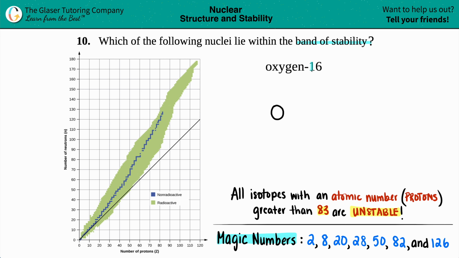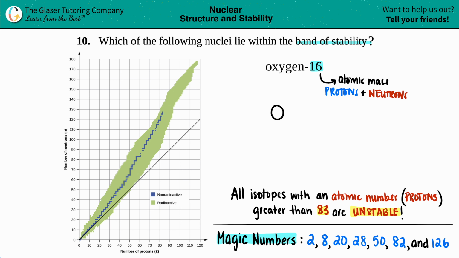Now, keep in mind that the number that's always going to be next to the element, so oxygen-16, carbon-12, carbon-14, nitrogen-14, any of those numbers, is always representing the atomic mass. And the atomic mass is the mass of the nucleus, which has both protons and neutrons included. So we know that because it's oxygen-16, we got 16 total protons and neutrons, but we still need to find out how many of each.